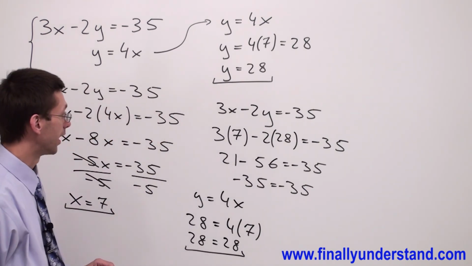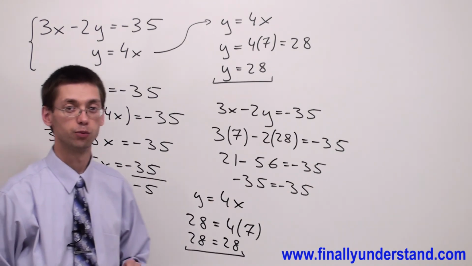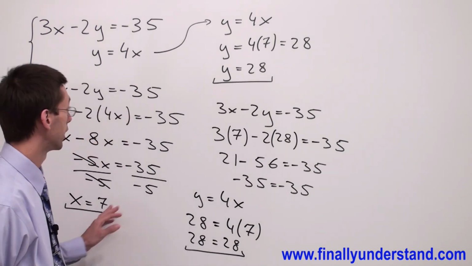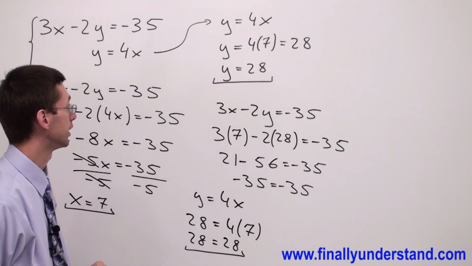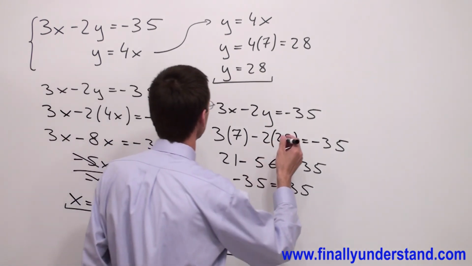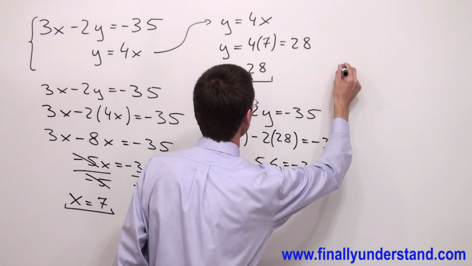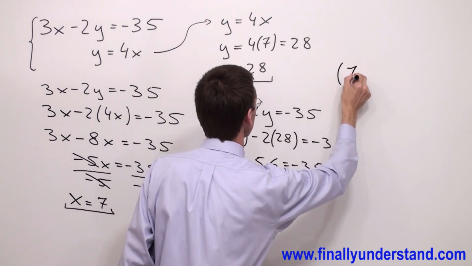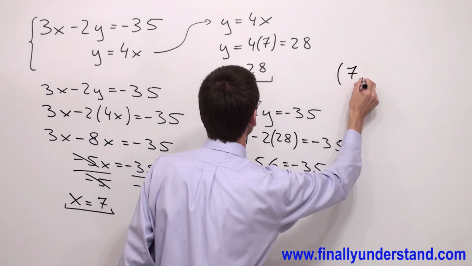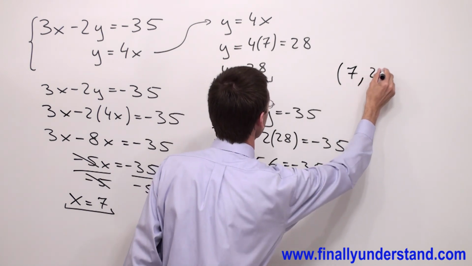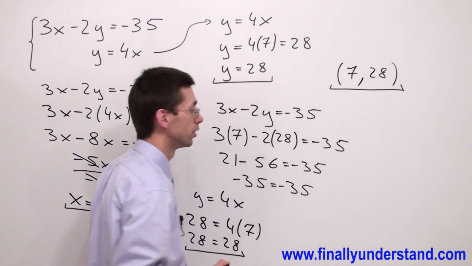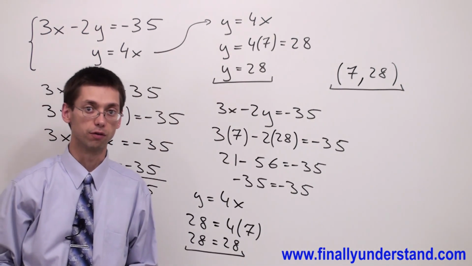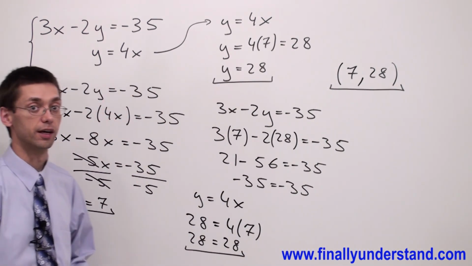So right now I'm 100% sure that these are my values of x and y coordinates. So I can say that the ordered pair x equals 7 and y equals 28 is the solution to the system of my two linear equations.